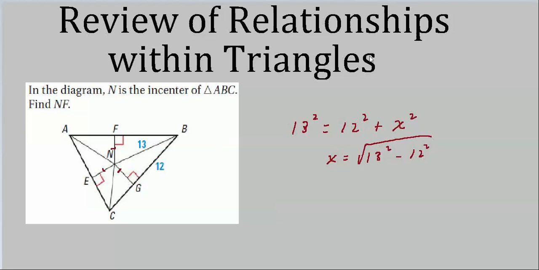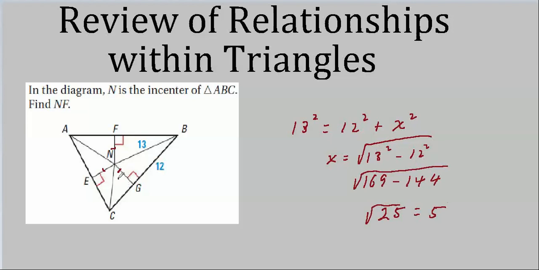So I'm just going to call it x. So 12 squared plus x squared is 13 squared. We do a little rearranging and we get 13 squared minus 12 squared equals x squared, or x equals the square root of that. Well, 13 squared is 169, right? 12 squared is 144, and we need the square root of that. And I think that turns out to be 25, which equals 5. So the length of NG is 5.